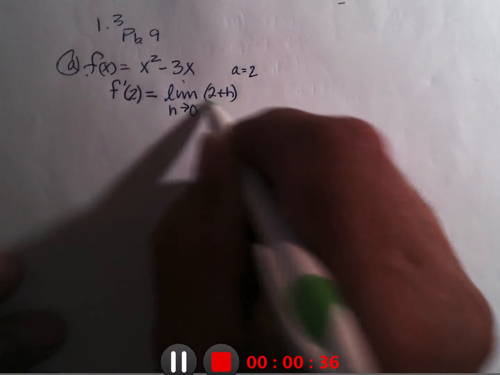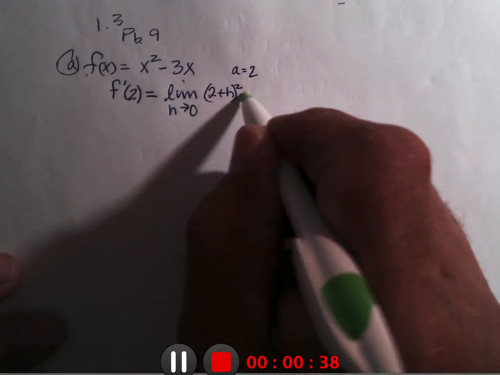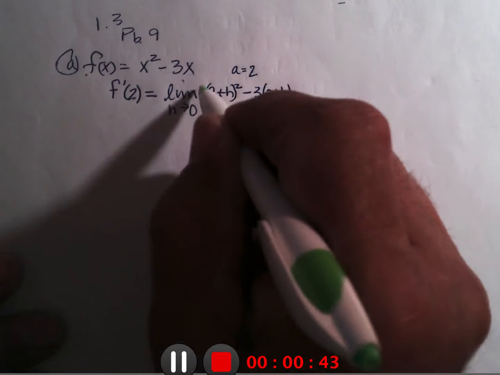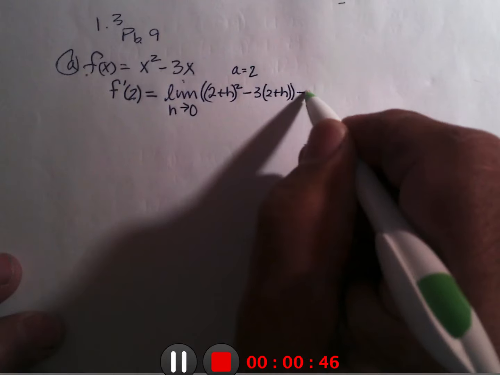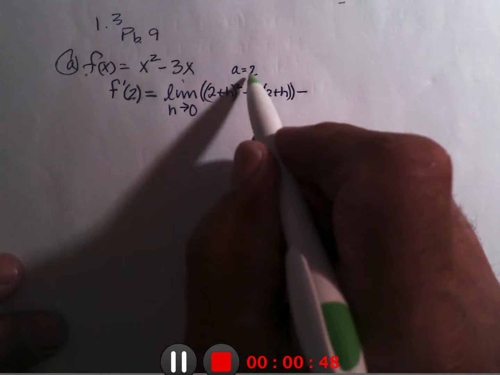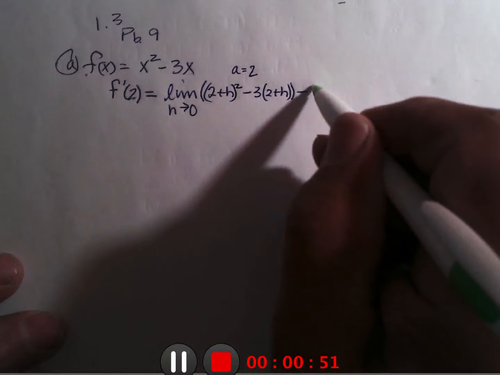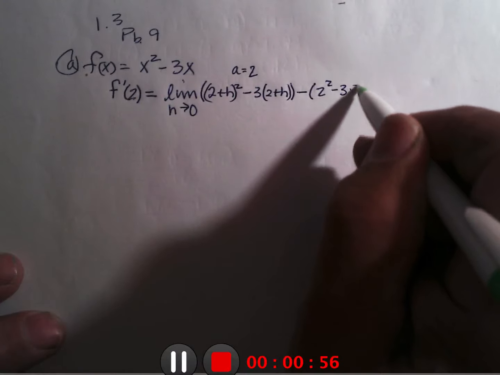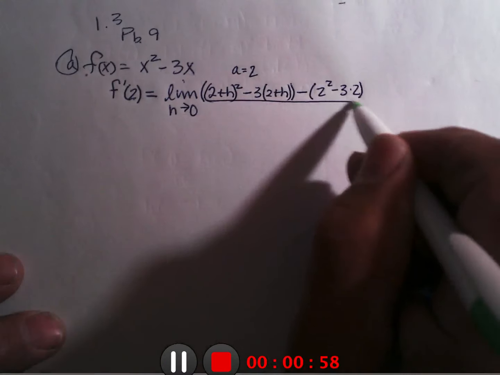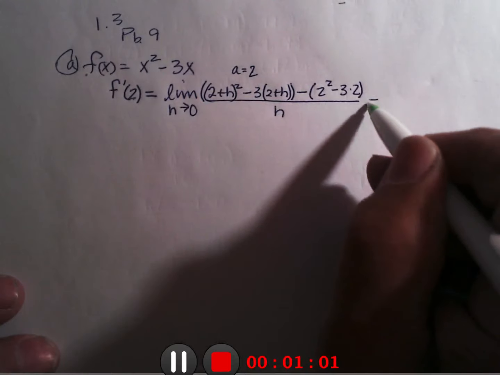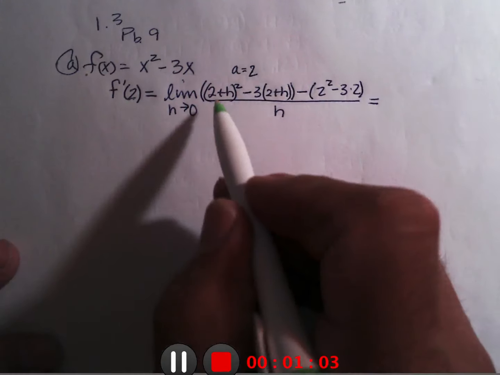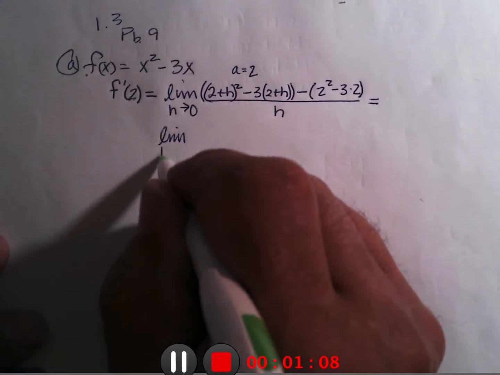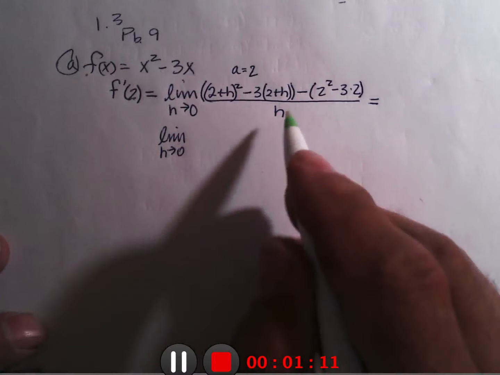squared minus 3 times 2 plus h. All of that minus just 2 put into it. So that would be parenthesis 2 squared minus 3 times 2 all over h. And then we're going to do some simplification here, because I haven't thought about what's going to happen as h goes to 0 yet. I can't really, because it's divided by 0.